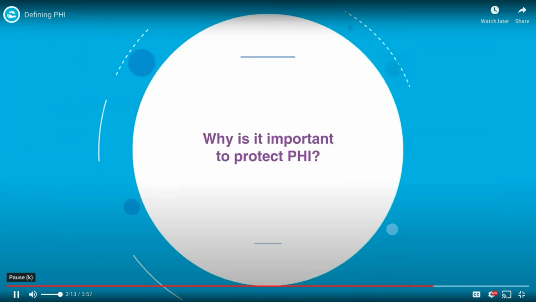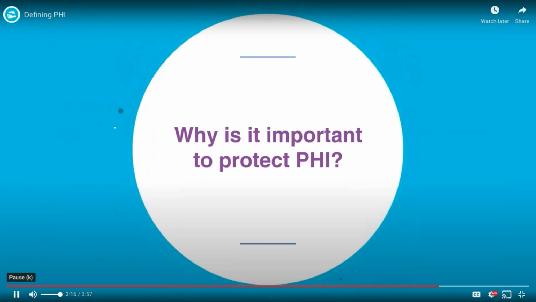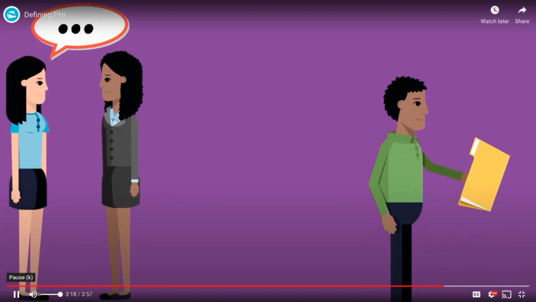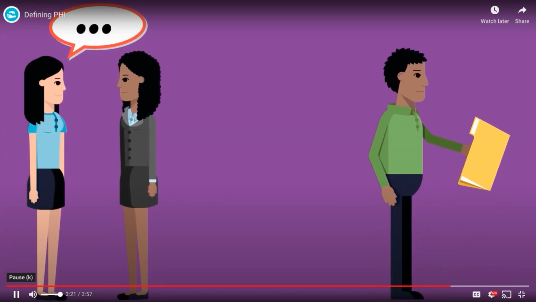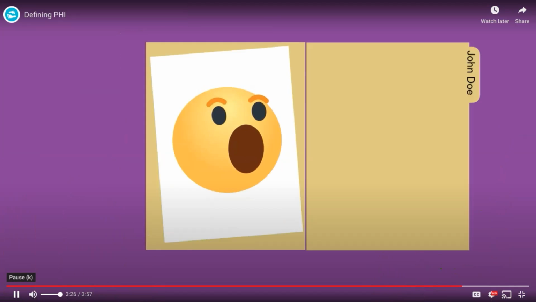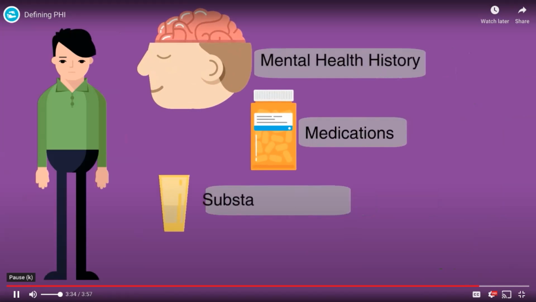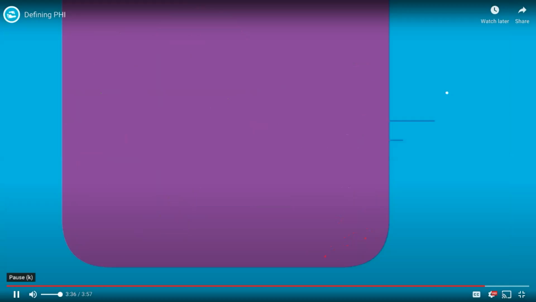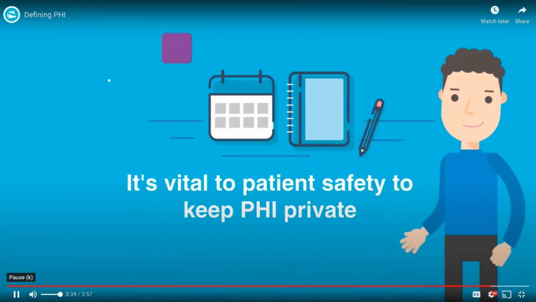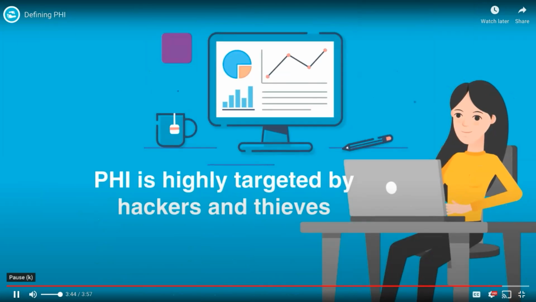Why is it important to protect PHI in the first place? A few shortcuts or a little gossip may seem harmless, but keep in mind PHI includes patients' billing information, social security numbers, and home addresses, as well as some sensitive personal health information such as mental health history, medications, substance use, and STIs. It is vital to the patient's safety to keep this information private. Plus, medical information is highly targeted by hackers and thieves. Therefore, it is your ethical and legal duty to protect this sensitive information for your patient's safety and privacy.